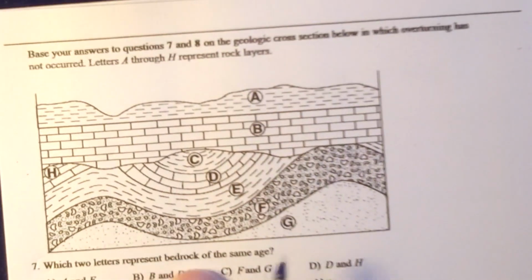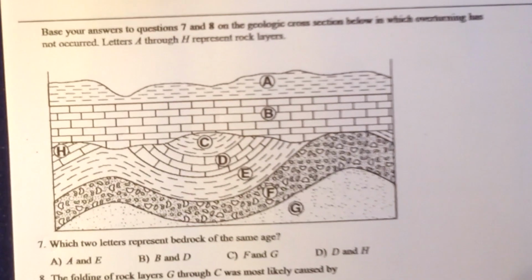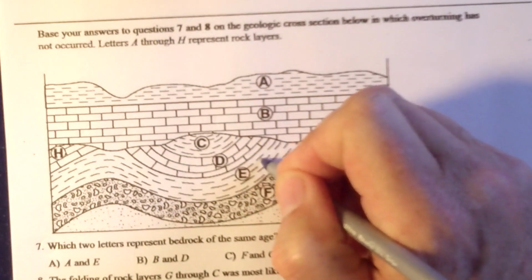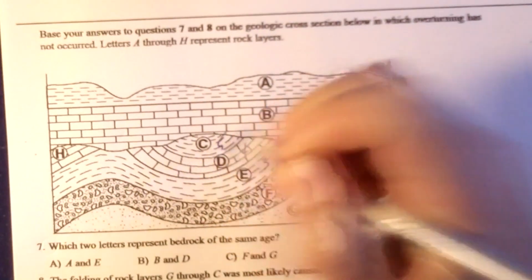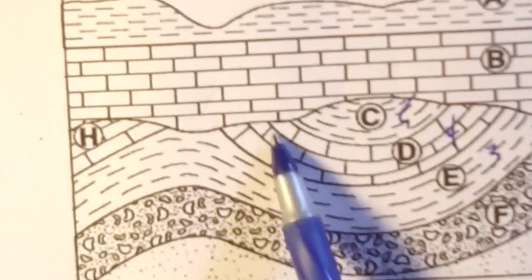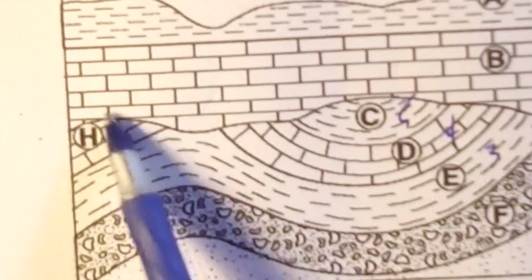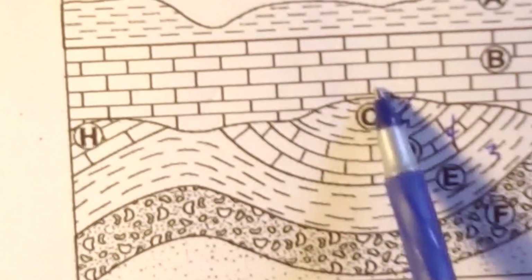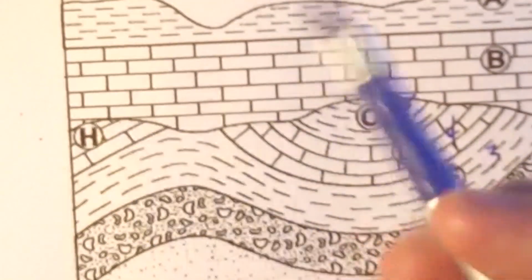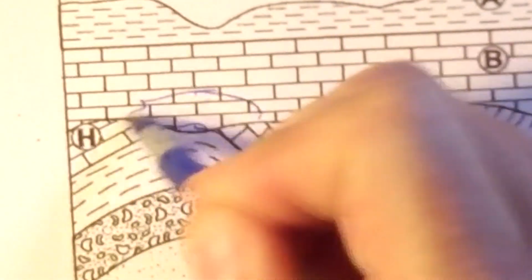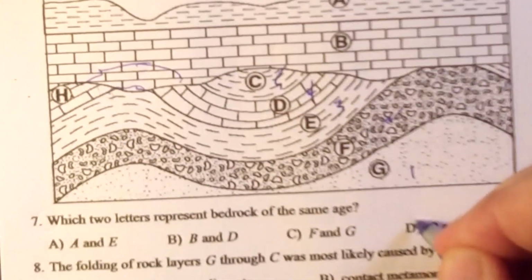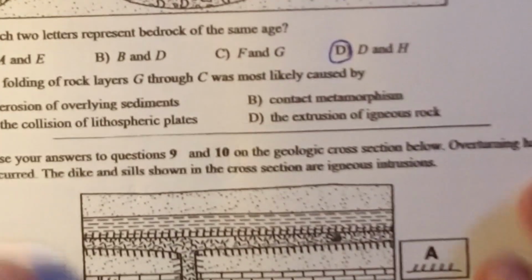This one says, which 2 letters represent the bedrock of the same age? And each one of these is getting progressively younger as I count through here, but you'll notice something about number 4 over here. Number 4 is part of a fold that at one time, before this period of uplift, weathering and erosion, and then subsidence and new deposition, these 2 were once connected to each other. Just extend that out there. And there's our answer. D and H would be the same age.